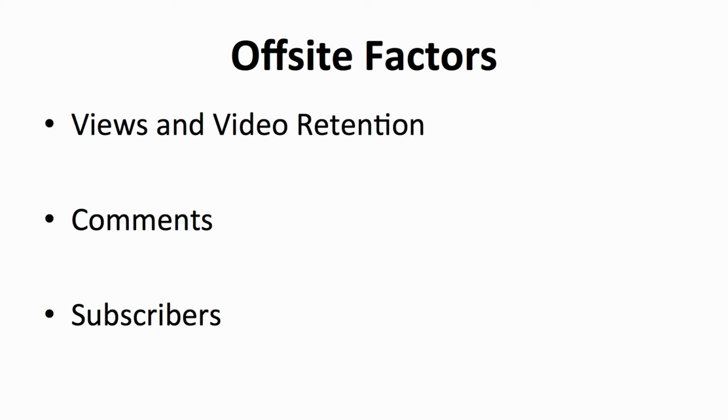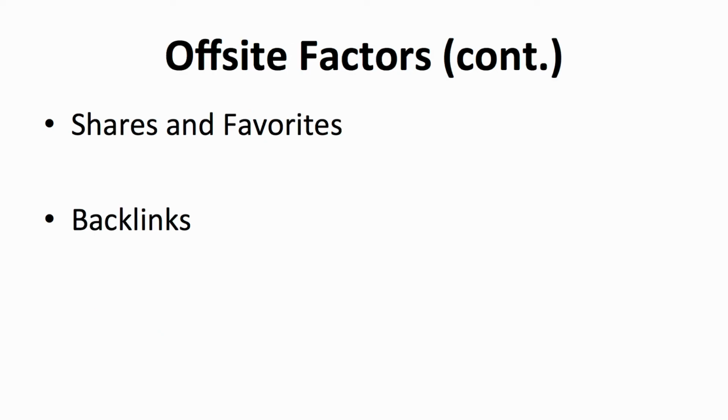Subscribers are the third factor. If people have subscribed to your channel, it means they have loved it. This indicates that your video is authoritative as well. If viewers share, favorite, or add your video to their watch later list, it gives an authority signal to YouTube as well. Last but not least, just like Google uses inbound links to rank your page, YouTube also uses these links as a ranking factor.